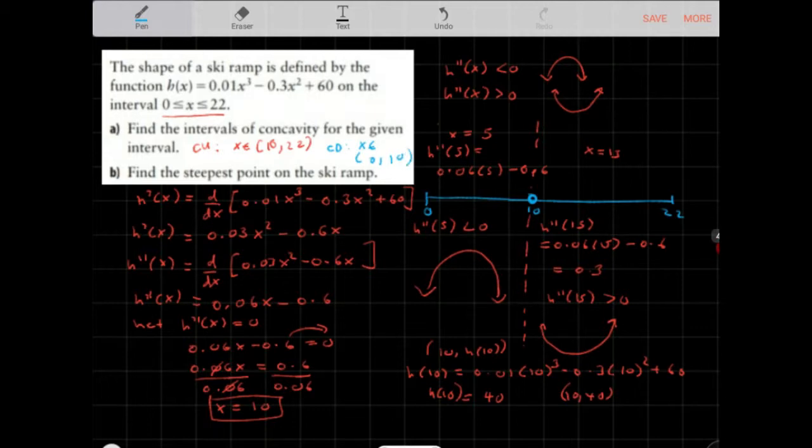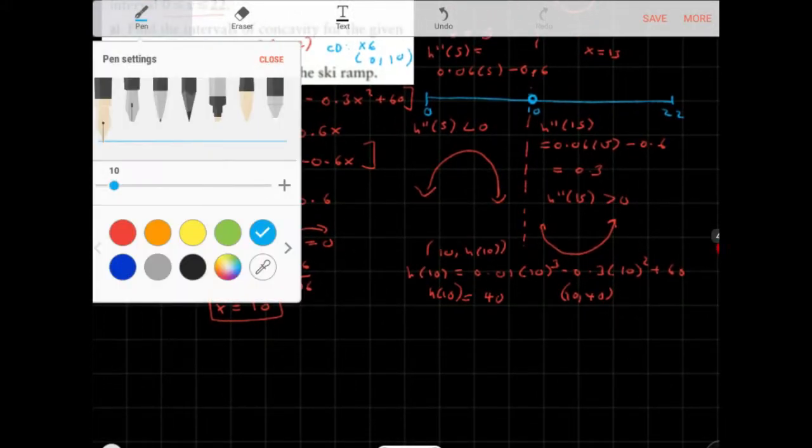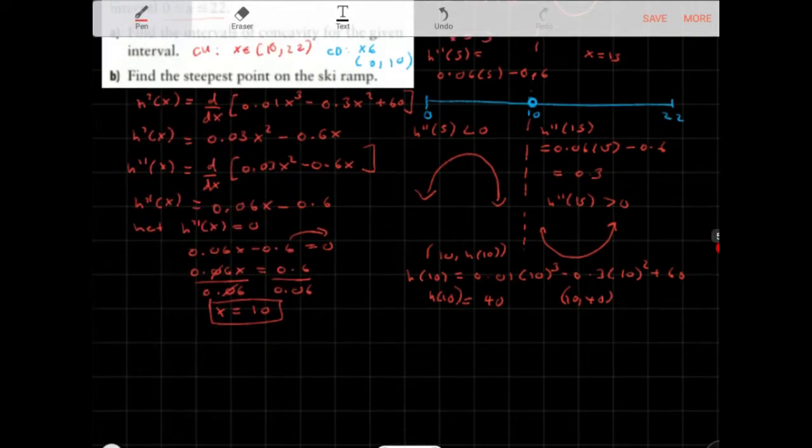Now we want to find the steepest point on the ski ramp. The steepest point on the ski ramp has to have the highest slope. The steepest point of the ski ramp actually occurs at the point of inflection, because the second derivative is equal to 0, and that represents a maximum of our first derivative. So the steepest point on our ski ramp is actually the point of inflection.